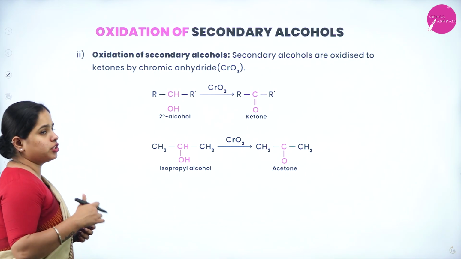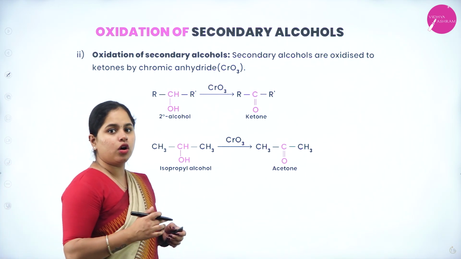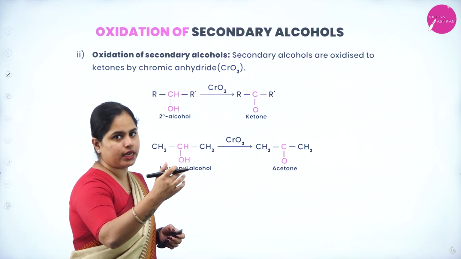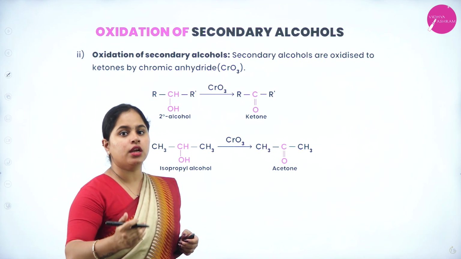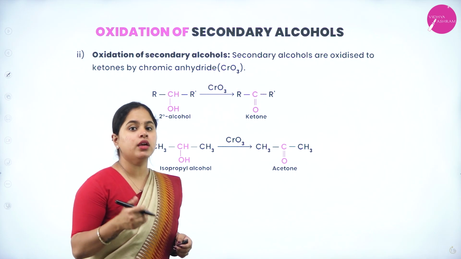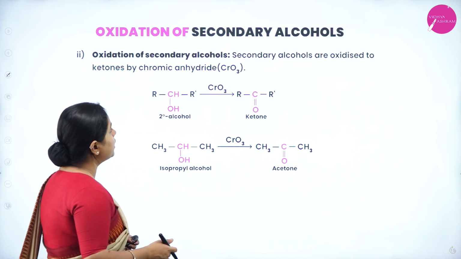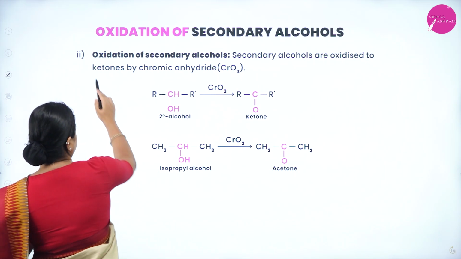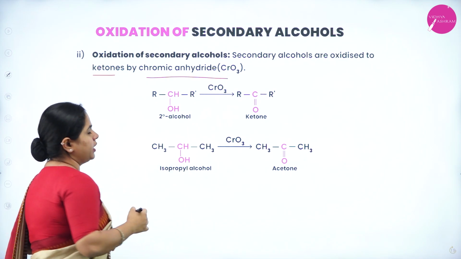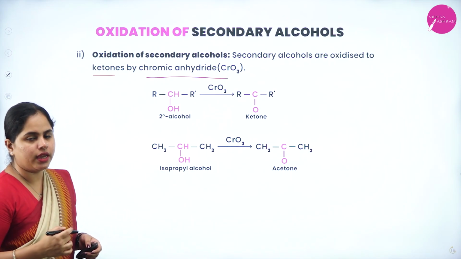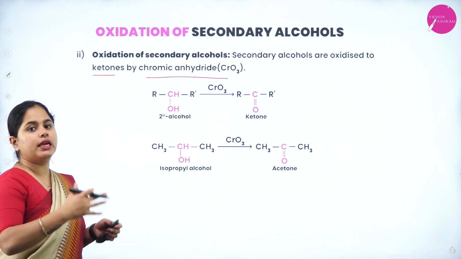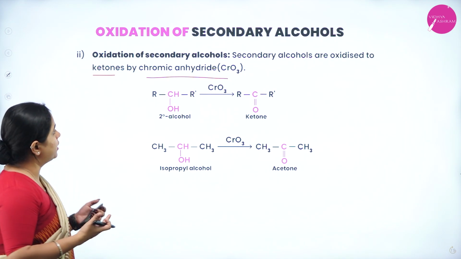Now, the next one is oxidation of secondary alcohol. Primary alcohol will give you aldehyde first, then carboxylic acid if you are using a strong oxidizing agent. If you are using a mild one, you will get the aldehyde. Now, secondary alcohols are oxidized to ketones by chromic anhydride, that is CrO3. Okay, so if you are using CrO3 on a secondary alcohol, you are going to get a ketone.